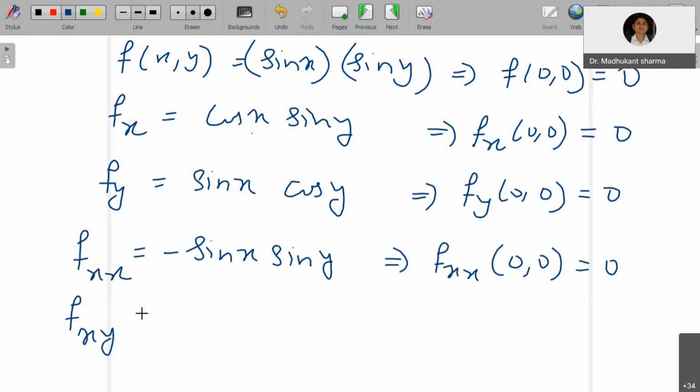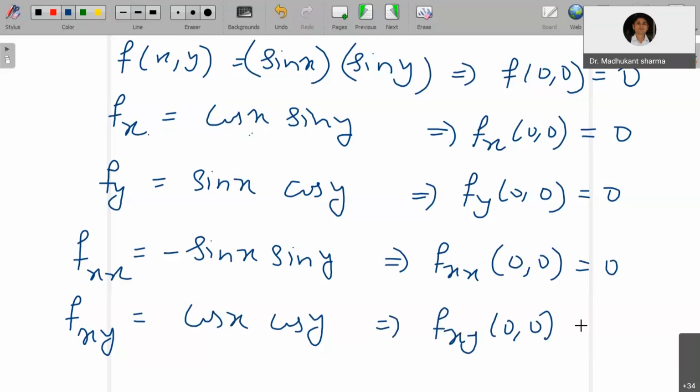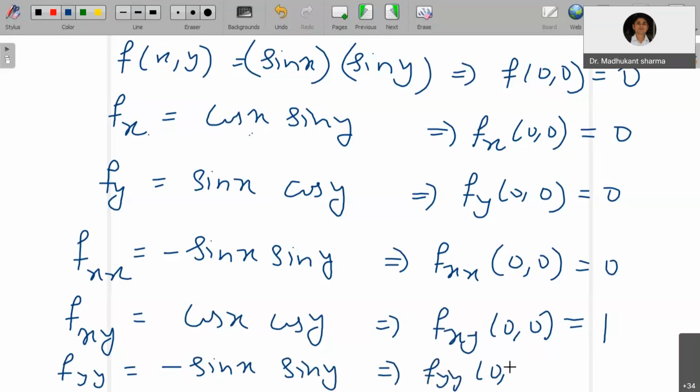Now fxy, whatever the order you follow, the mixed derivative theorem is applicable. So I'm differentiating this with respect to y, which equals cos x times cos y. So this implies fxy at (0, 0) is 1, since cos 0 is 1 and cos 0 is 1. fyy is equal to minus sin x sin y. So this implies fyy at (0, 0) is 0. All the possible terms we have found out, right?